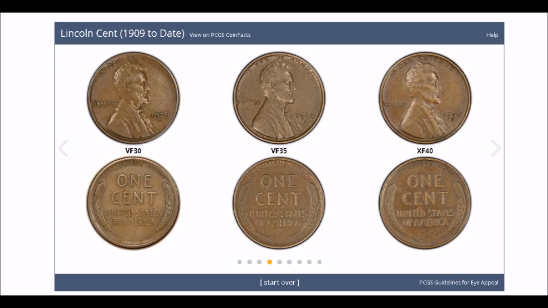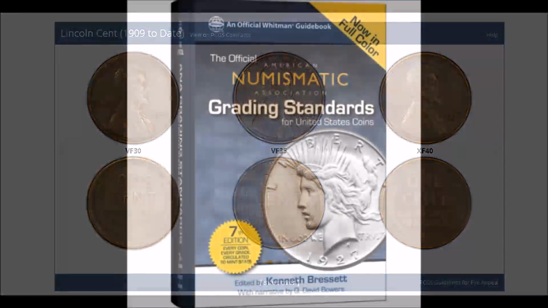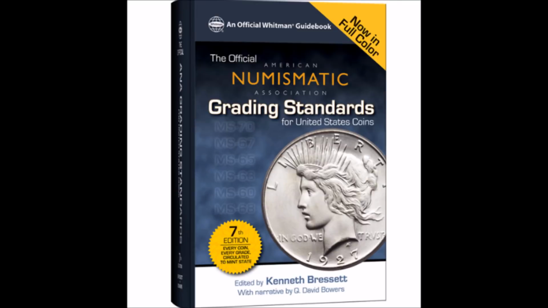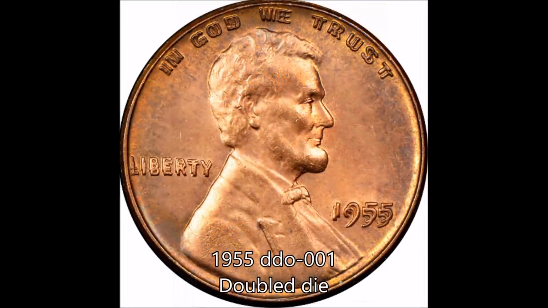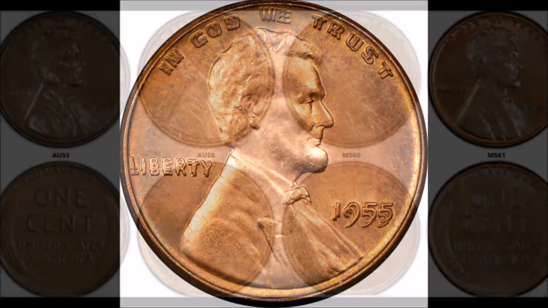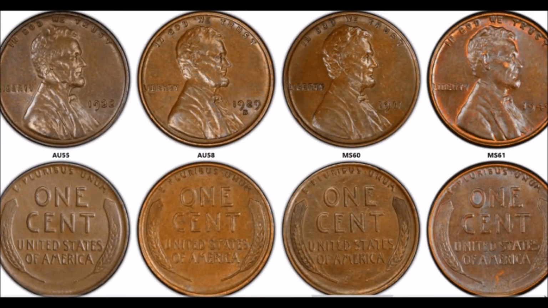And then I would also strongly recommend, if you would prefer a book, the ANA Grading Standards. It's an amazing book. You can match your coins right up to the images of the different denominations in the book. Okay, so now you know exactly what your variety is, and now you also know the grade. So now it comes down to determining value.